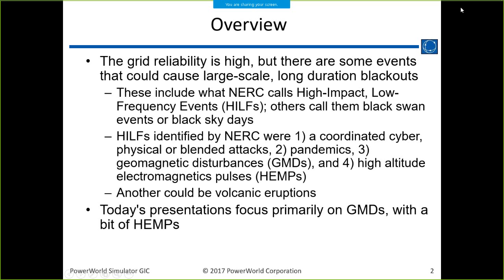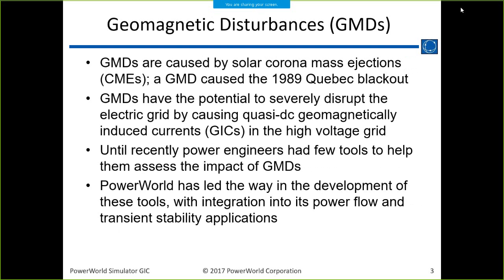Another could be volcanic eruptions. Certainly that would impact you guys out in this area more than it would in Illinois or Texas. What we're going to talk about today are primarily GMDs, but GMDs have a lot of tie-in with high altitude electromagnetic pulses, which are an area of current interest. So I'll talk about how we can use PowerWorld for that as well towards the end. Actually, between a GMD and a HEMP, a lot of the analysis is similar. It's just at the beginning that it's different.